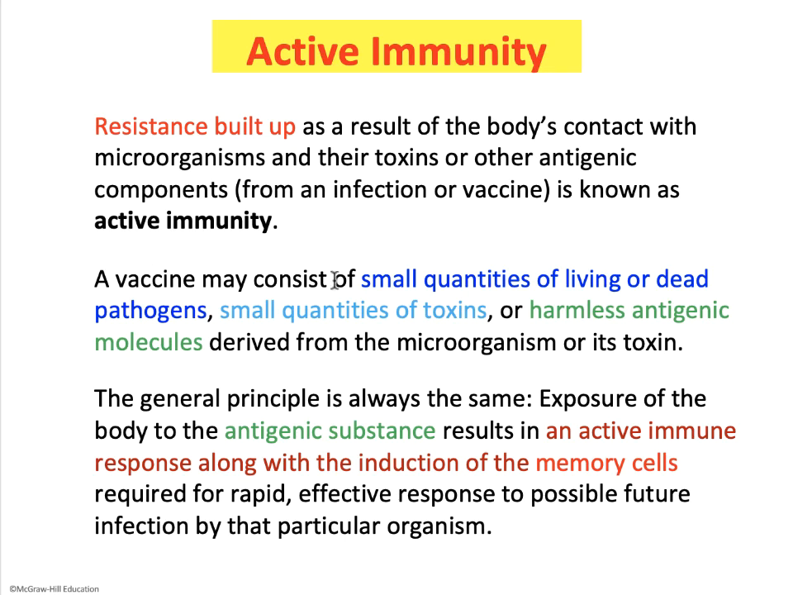So in a vaccine, we have small amounts of either living or dead pathogens, normally proteins, or their toxins, and then these are delivered to the body in such a way as not to cause disease in the first instance, but to expose those epitopes to the immune system so it can generate memory cells.